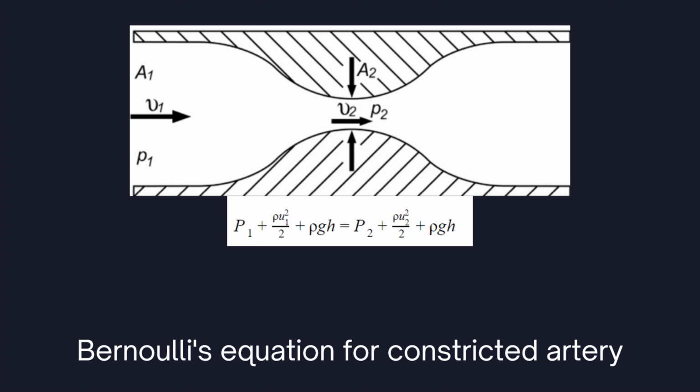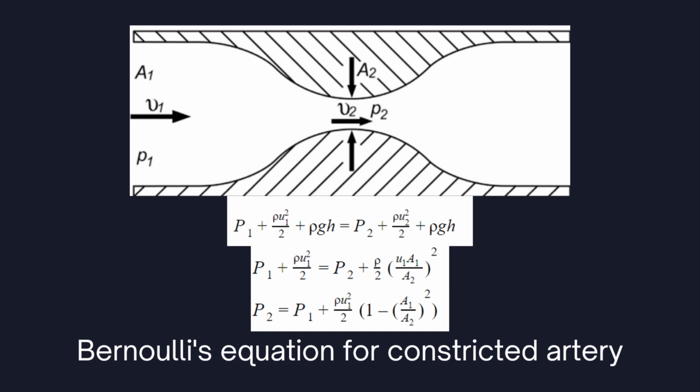Ignoring gravity and assuming steady-state flow, the equation for the pressure in a blood vessel with a stenosis can be obtained by combining Bernoulli's equation and the equation of continuity, as we can see here. Since A1 is greater than A2, the last term of the equation will be negative, leading to a decrease in pressure at the point where stenosis occurs, where P2 is less than P1. Mass flow conservation will also show that velocity is higher at the stenosis.